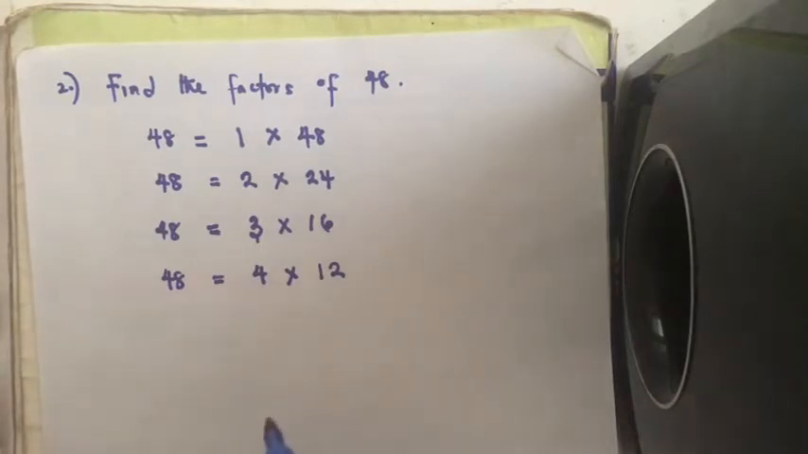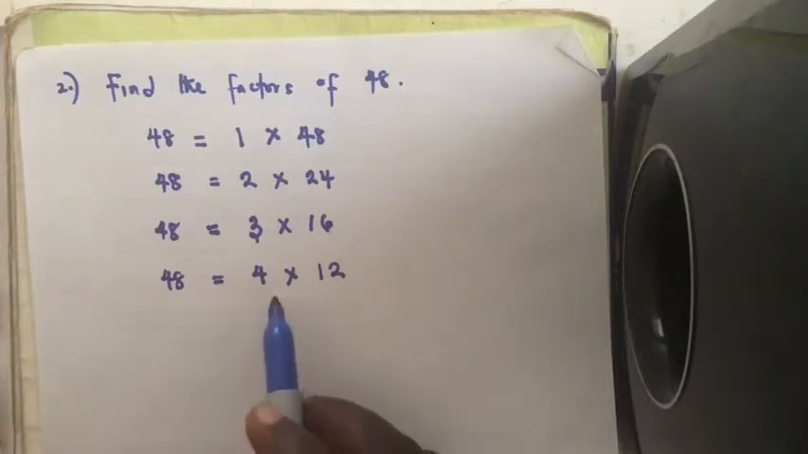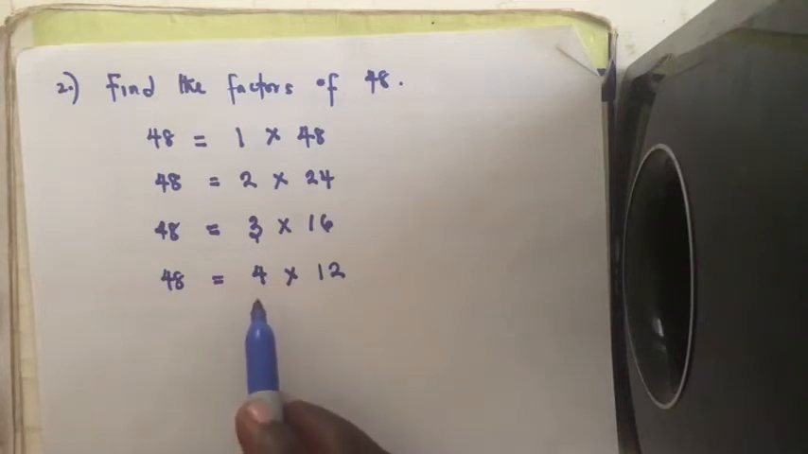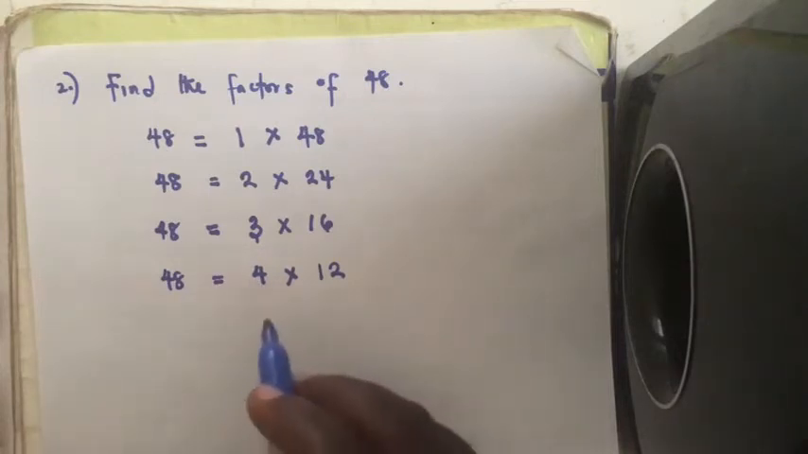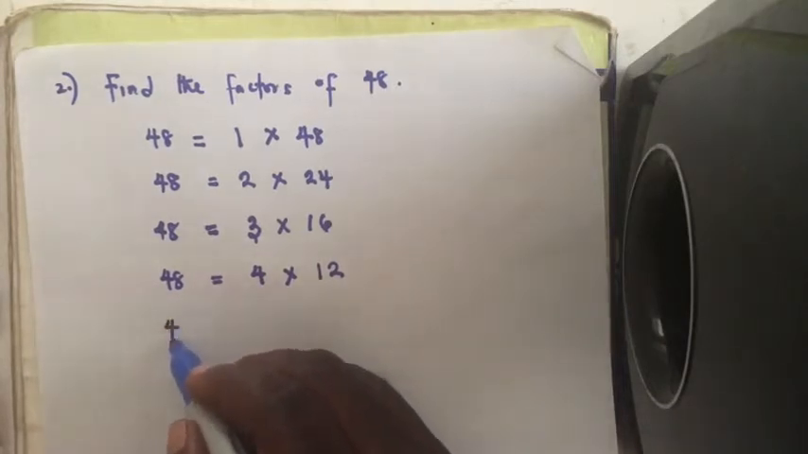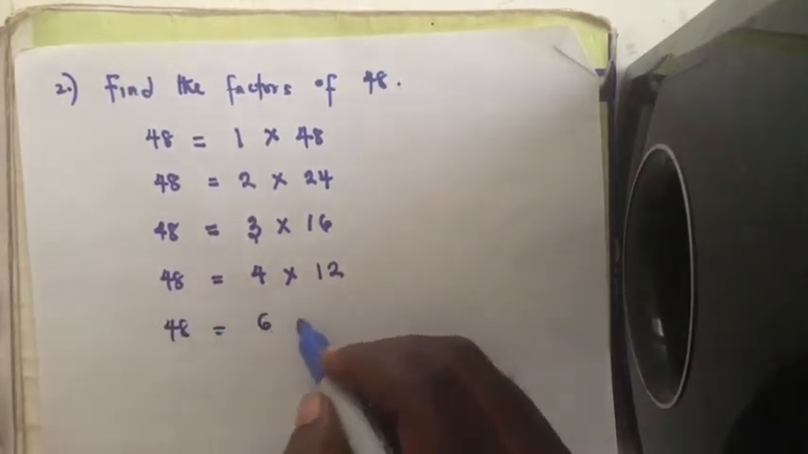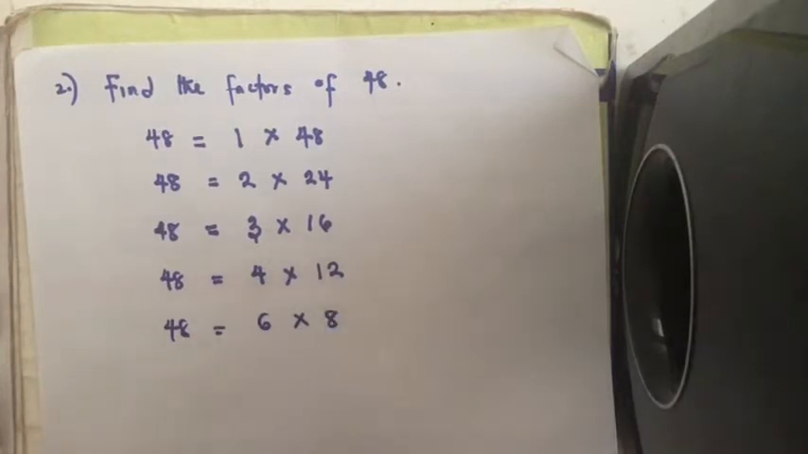After 4, what is the next digit? The next digit should be 6 because 5 is not a factor of 48. Can you see that? So we can use 48 equals 6 times 8. Can you see that? 48 is equal to 6 times 8.